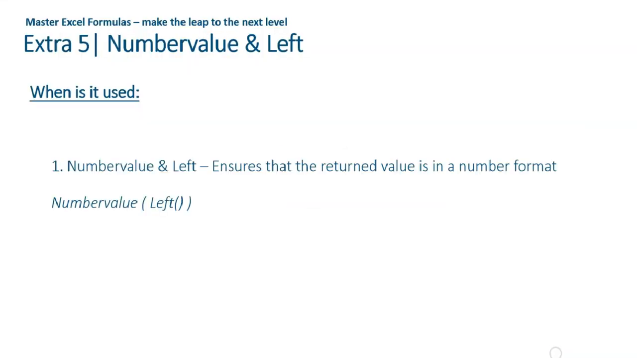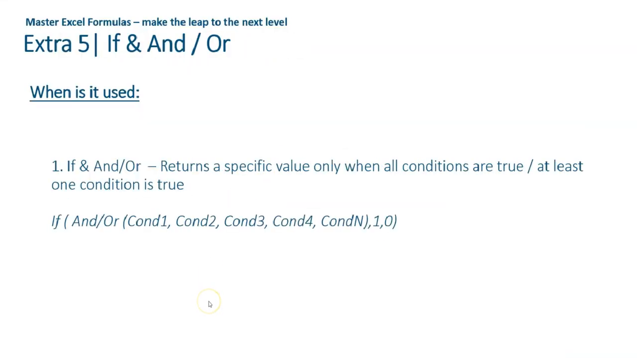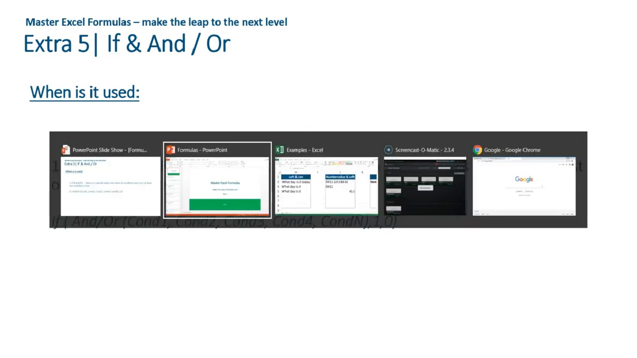The next combination of formulas is IF together with AND or OR. Again, these are logical functions, and what they do is ensure that this combination of formulas returns a specific value only when all conditions are true, or when at least one condition is true, depending on whether we use AND or OR. Let me give you an example here as well.